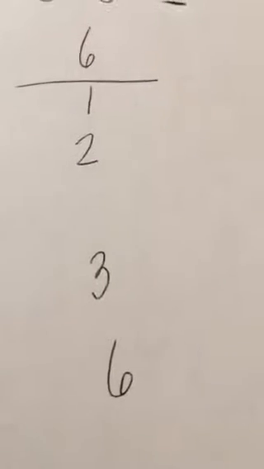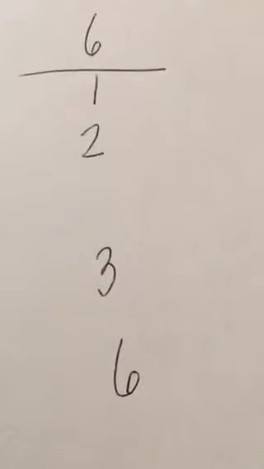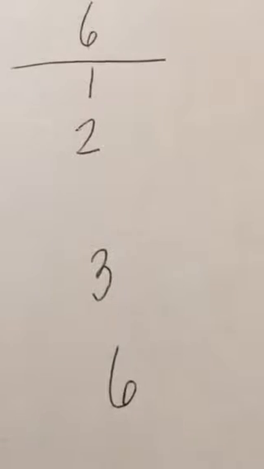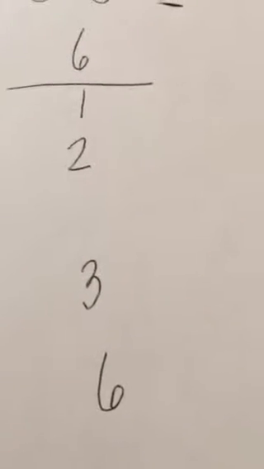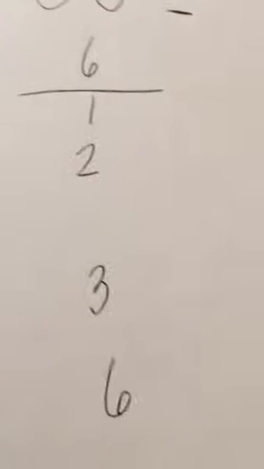Now you're probably wondering, why does this matter, Miss Orama? Why do I even care? Sometimes in the real world, we need to know what factors are for. Like if I needed to plant something and I had, this is going to be an ugly drawing, some flowers. I had 24 of one ugly type of flower, and I have 36 of another type of ugly flower, okay?